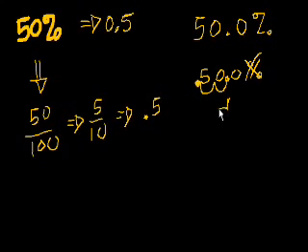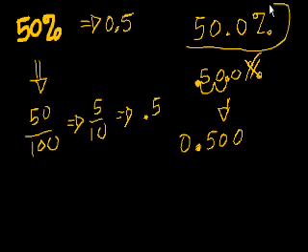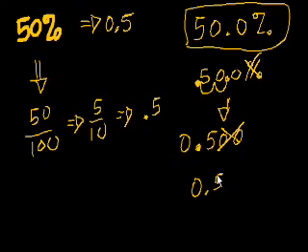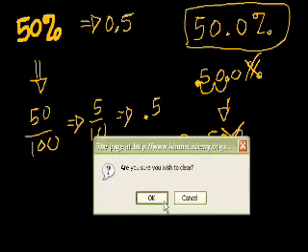So this equals 0.500. So 50% is equal to 0.500. And of course, these last two zeros really don't mean anything for our purposes, so we'll get rid of them. So that's the same thing as 0.5. 50% equals 0.5. So you're probably saying, sure, that looks easy, but what if the problem gets a little harder? 50% I could have done in my head. So let's try some slightly harder problems.